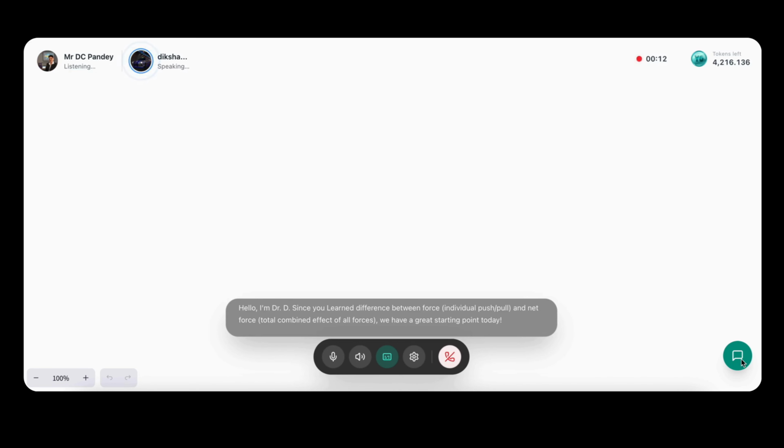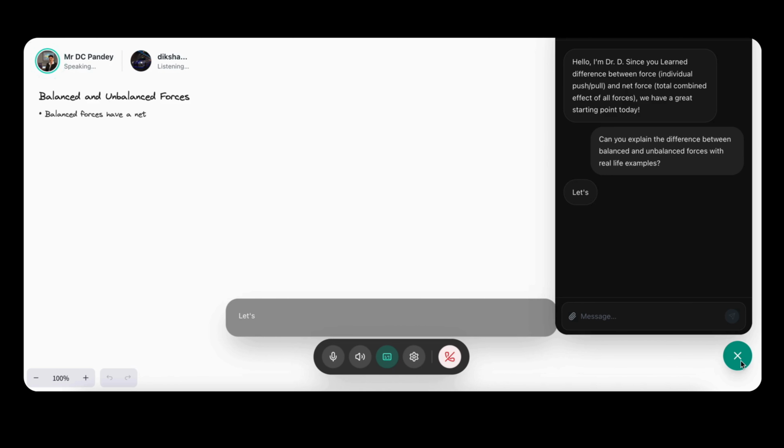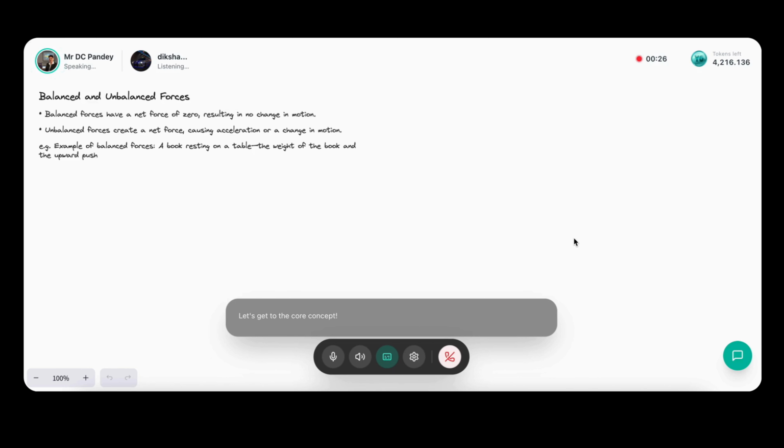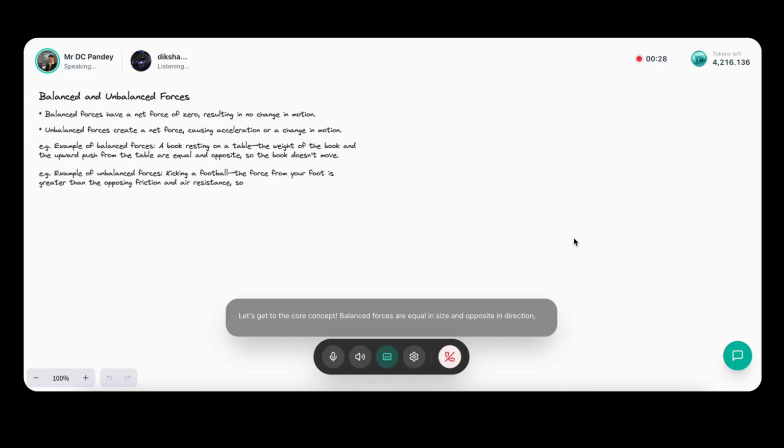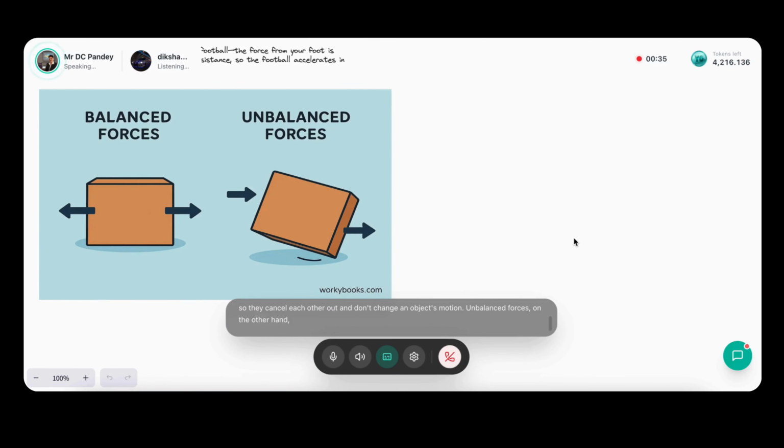Can you explain the difference between balanced and unbalanced forces with real life examples? Let's get to the core concept. Balanced forces are equal in size and opposite in direction, so they cancel each other out and don't change an object's motion. Unbalanced forces, on the other hand, don't cancel out, causing the object to accelerate or change its motion. The why behind the what is crucial here. Motion changes only when the total force isn't zero.